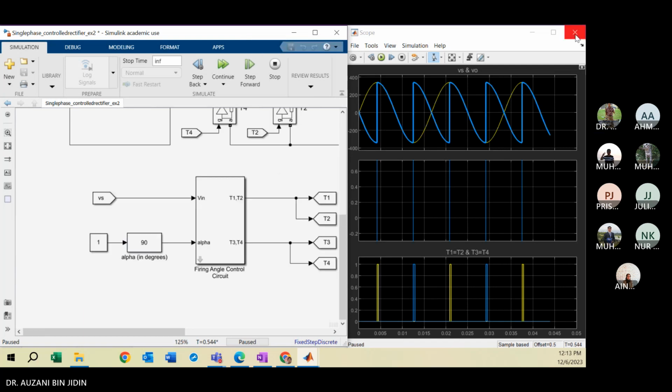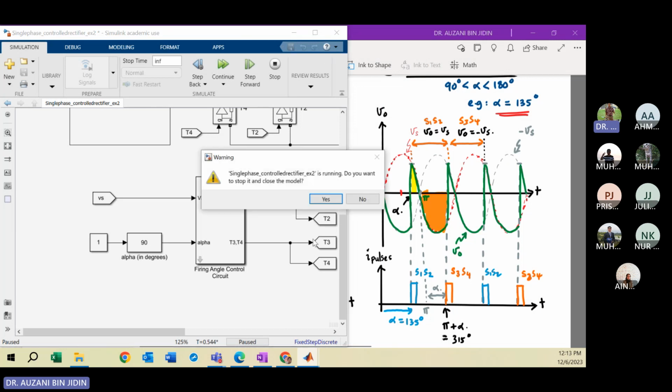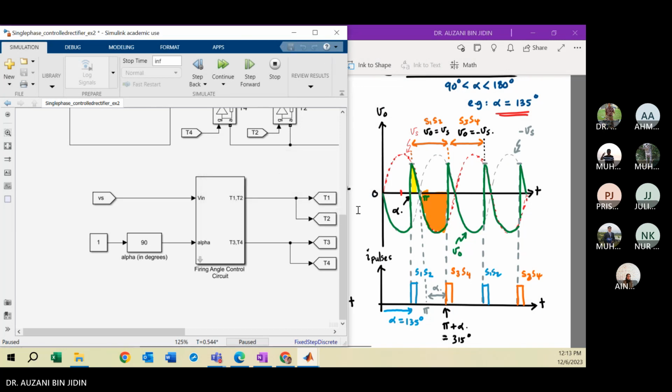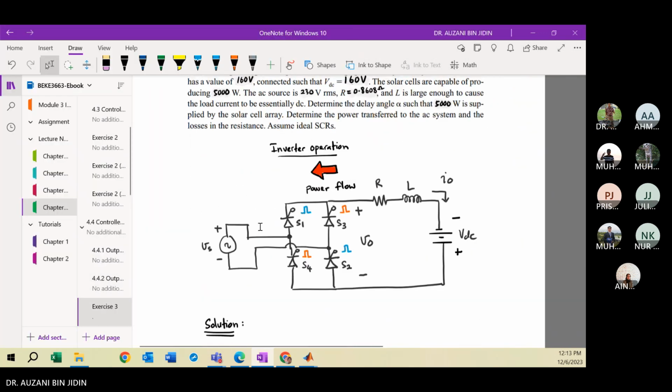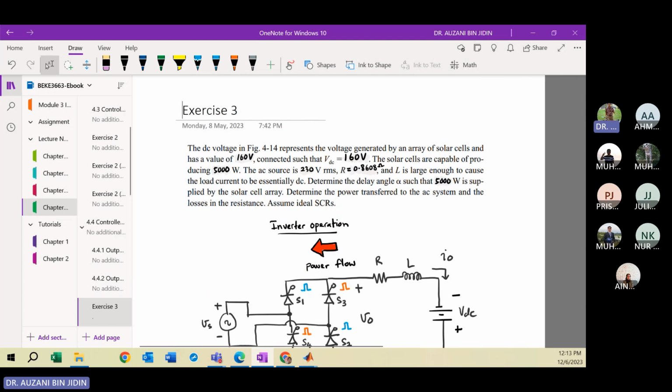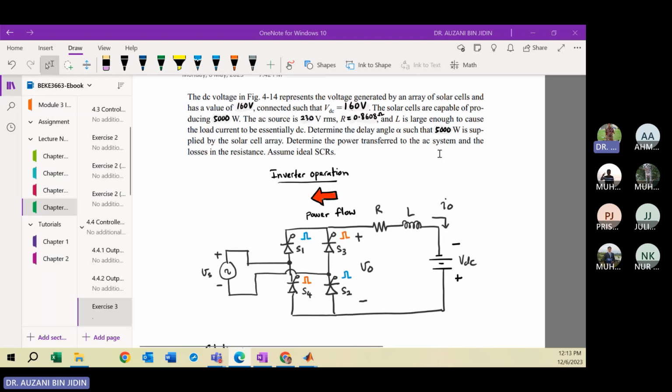Okay, now we go to discuss the simulation exercise. For exercise number 3, please read the question. The DC voltage in the figure below represents the voltage generated by an array of solar cells and has a value of 160 volt.